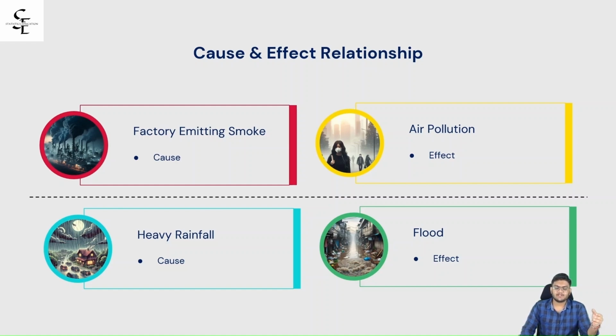The second example is heavy rainfall and flood conditions. Here, the heavy rainfall is the cause and the flood conditions are the effect of the heavy rainfall. Okay. Now let's move on to the types of variable in a cause and effect relationship.